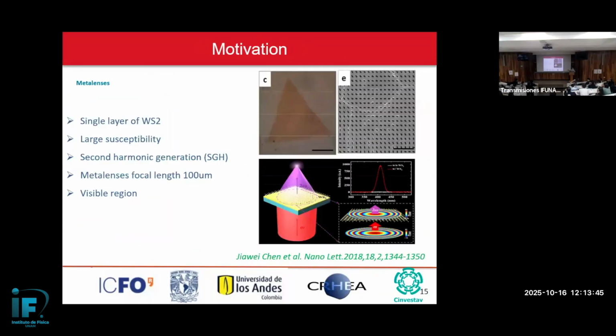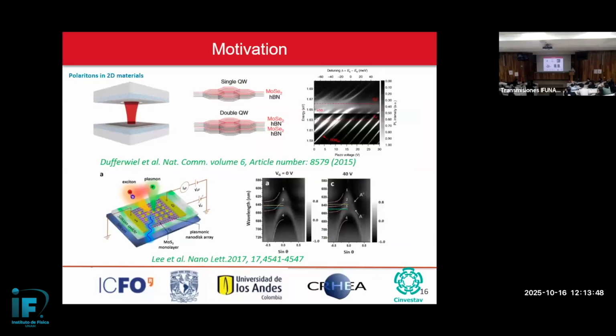Okay, so with that in mind, we wanted to do something a little bit different. Yesterday I told you that it is possible to create polaritons in these materials if you embed a single layer of these transition metal dichalcogenides into an optical cavity, so you can have this anti-crossing PL dispersion. But also, as Professor Julian commented in his second lecture, it is possible to create a plexciton, right? So you can also couple an exciton with a plasmon.